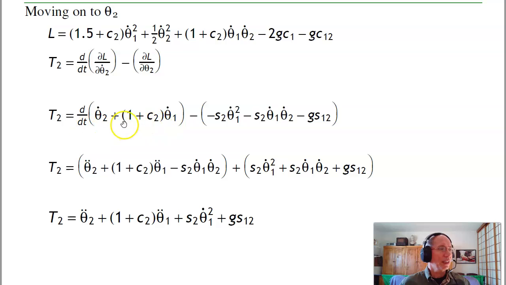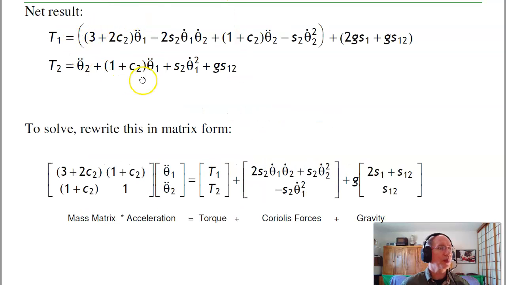Let's see. Now take the full derivative with respect to time. It gives you theta 2 double prime. Chain rule: derivative with respect to the second term gives you theta 1 double prime. Derivative with respect to the first term gives you minus sine theta 2 dot theta 1 dot. And clearing out the signs, so here's the equation for the torque on the second link. And the net result are these two terms.